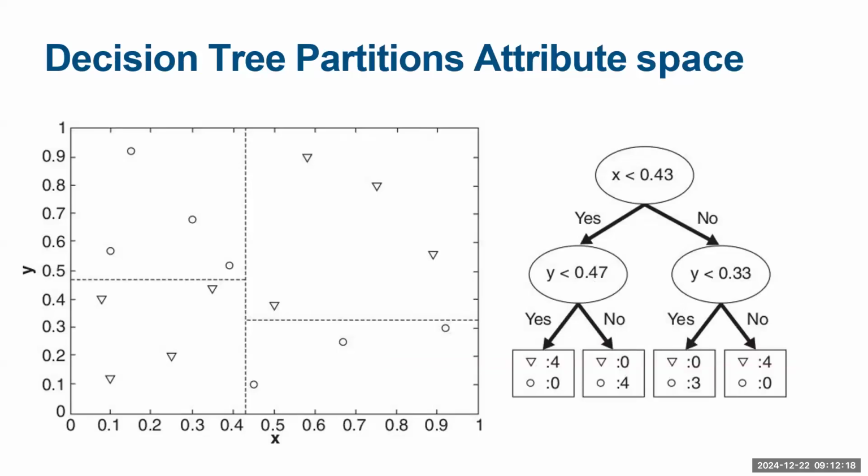Now you can have data that is non-categorical, right? For example, you have two classes, circle and triangle. And this circle and triangle lie in a two-dimensional space. So each data point has two attributes, x and y, and the x and y can be real numbers, right?